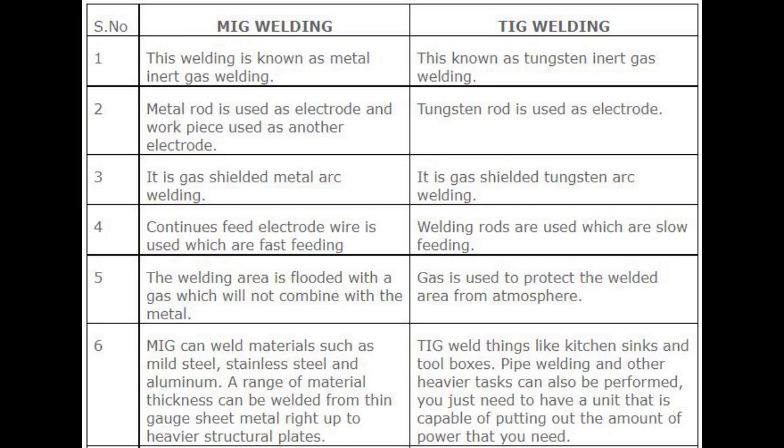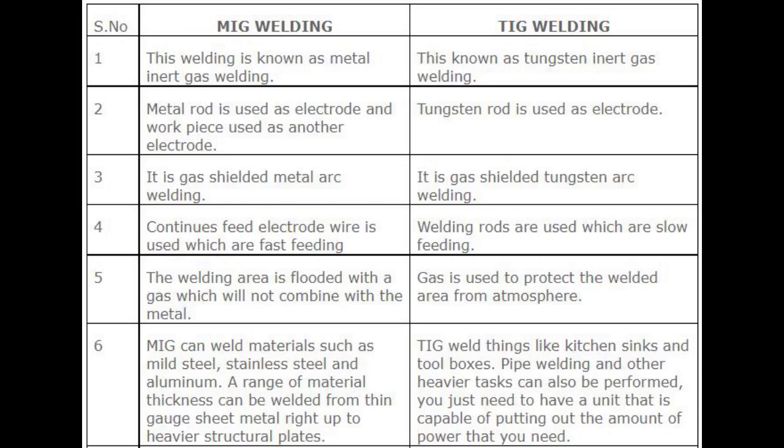Number 4. In MIG welding, a continuous feed electrode wire is used, which is fast feeding. In TIG welding, welding rods are used, which are slow feeding. Number 5. In MIG welding, the welding area is flooded with a gas which will not combine with the metal. Whereas in TIG welding, gas is used to protect the welded area from the atmosphere.